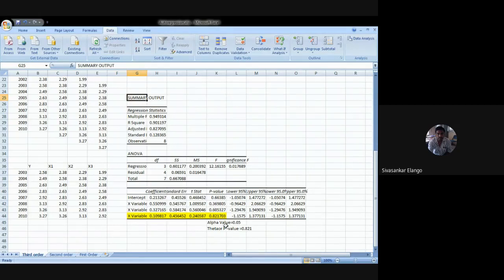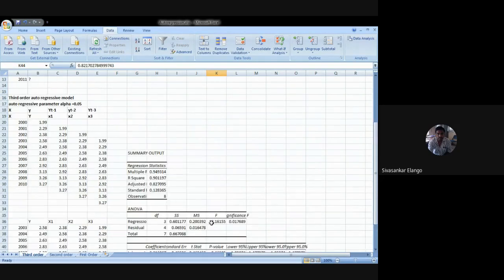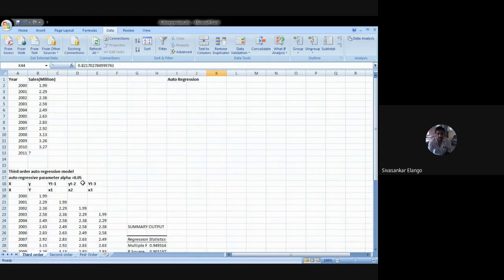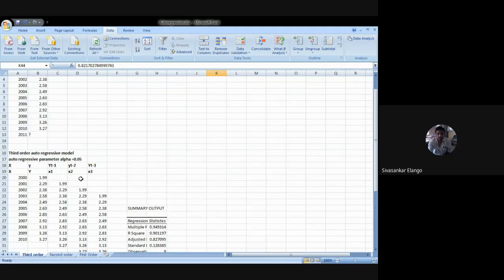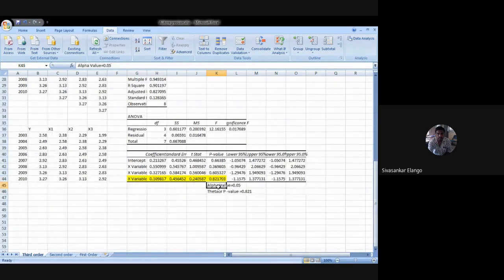I'm going to compare the alpha value with the p value. The p value given in the problem should be less than 0.05. My alpha value, as per auto regression, is the accuracy I need, 0.05. So I compare the alpha value with the p value. Since the p value is greater than the alpha value, I go for second order auto regression.